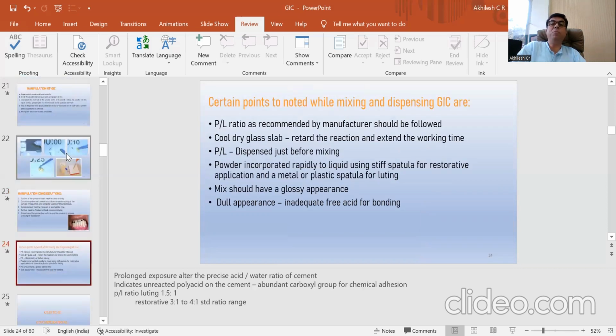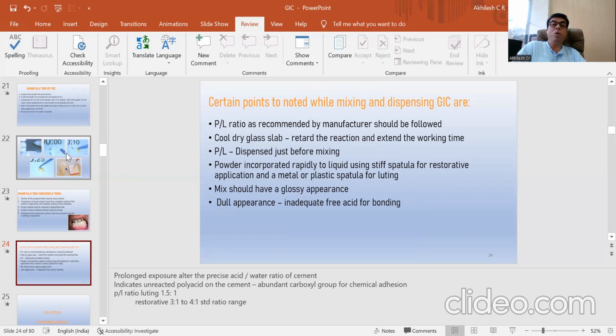Now, there are certain points which have to be noted while mixing and dispensing the GIC. The powder liquid ratio as recommended by the manufacturer should be followed. Number two, a cool dry glass slab will retard the reaction and extend the working time.